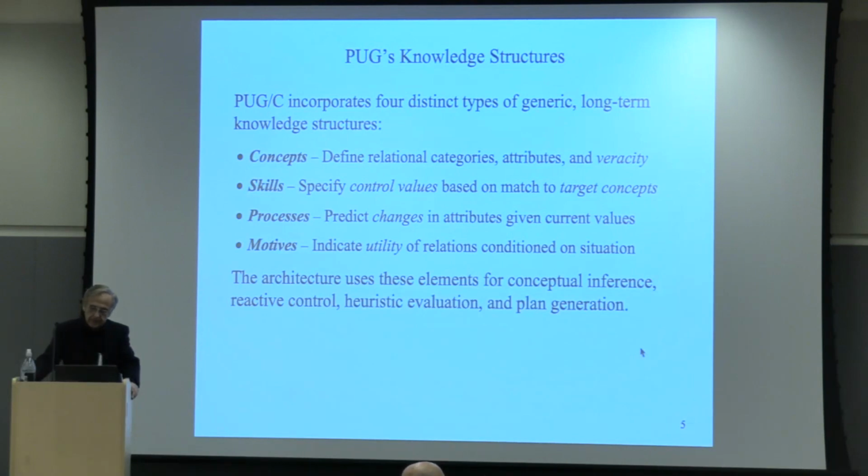There are skills. Those tell the agent how to do things by specifying control values, and those are linked to how well a target concept matches. There are processes which the architecture uses to predict changes in attributes given the current situation, including current control values. And then there are motives, and those indicate the utility of relations. Those can be conditioned on the situation. So the architecture uses these elements for conceptual inference, for reactive control, for heuristic evaluation, and for plan generation.